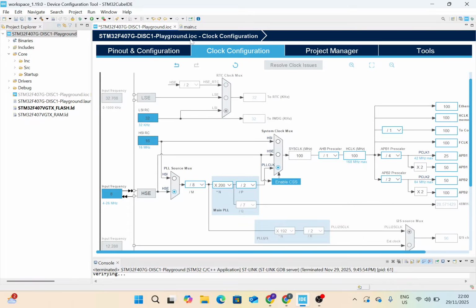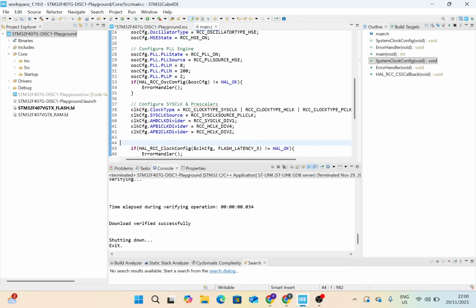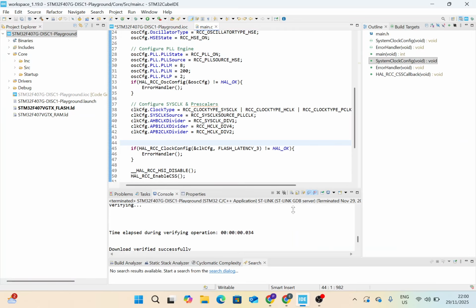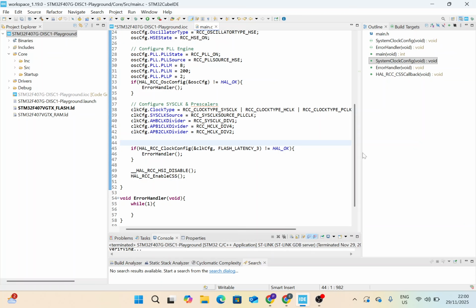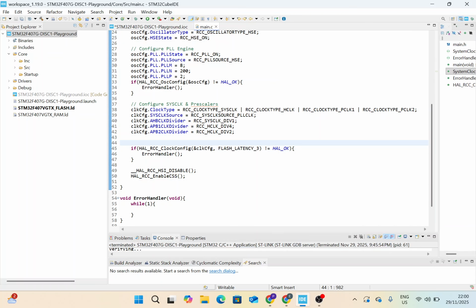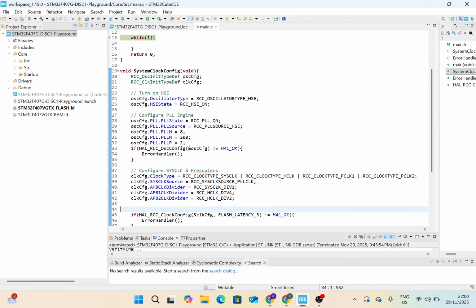Okay, so now let's come here and write our code. I have already written the code, but I'm going to explain everything to you line by line so that you can appreciate the one-to-one mapping. This you have seen already. So we basically start with the OSC init type def and the clock init type def, like we did.